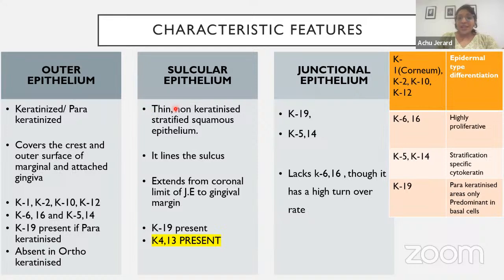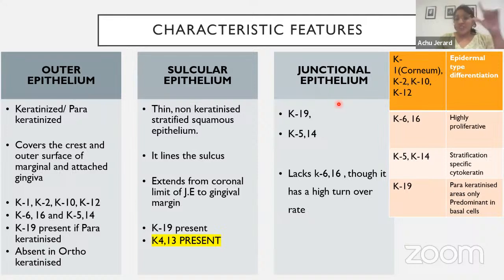Okay. Whereas sulcular epithelium, it is not keratinized. So in areas where it is not keratinized, K19 is present. Okay. So K19 is present in the junctional epithelium also because it is non-keratinized. So remember, wherever it is not fully keratinized, K19 is present. So it is present, of course, in sulcular epithelium and junctional epithelium and in outer epithelium also to some extent. Okay, even though it is mostly keratinized, there are some areas where it is not keratinized. So it is present there.